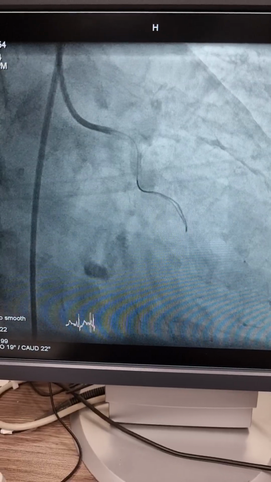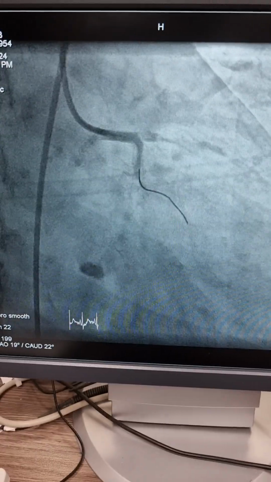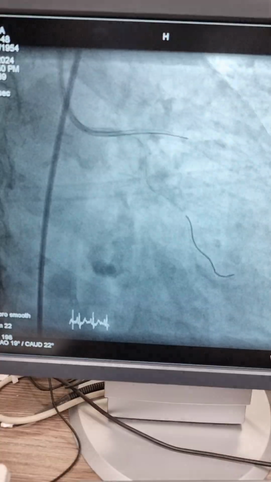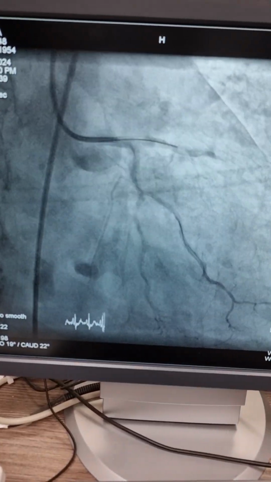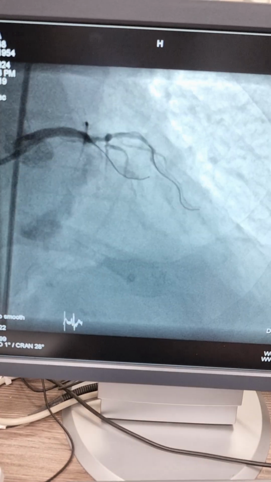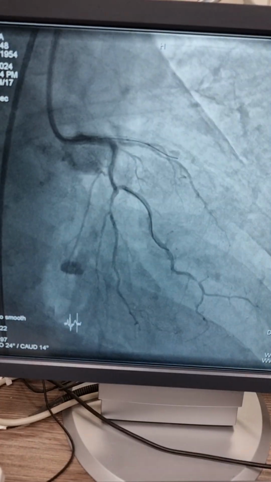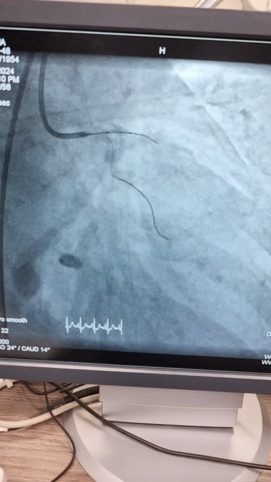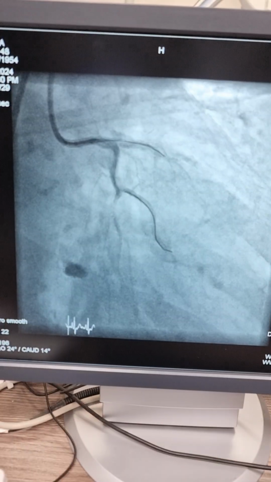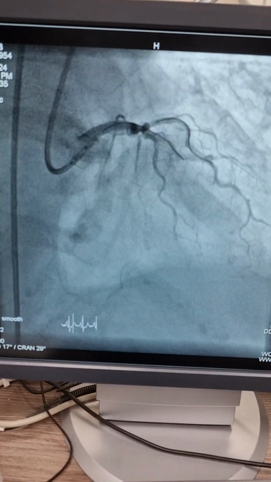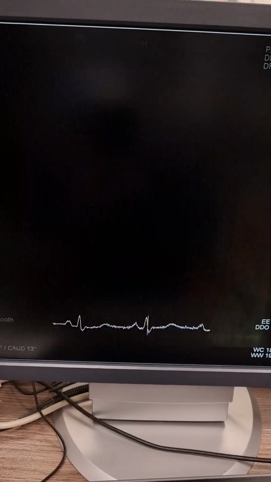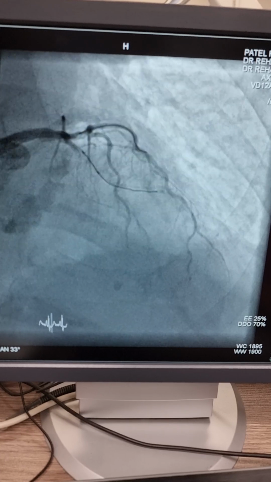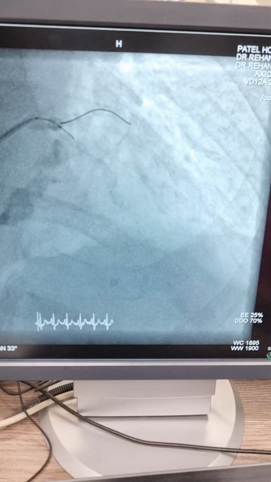So what I did, I took another wire, and because of the back-up support of the guiding catheter, I parked the first wire in the OM branch to have some anchoring support, and then again took another Pilot 50 with a single bend. It wouldn't go, so I took a 2.0 balloon, and with the help of balloon tracking, I was finally able to find the right trajectory and entered into the LAD. You can see here in the subsequent picture.